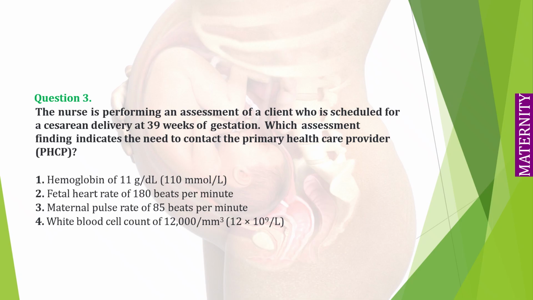1. Hemoglobin of 11 g/dL, 110 millimoles per liter. 2. Fetal heart rate of 180 beats per minute. 3. Maternal pulse rate of 85 beats per minute. 4. White blood cell count of 12,000/mm3, 12 × 10^9/L.